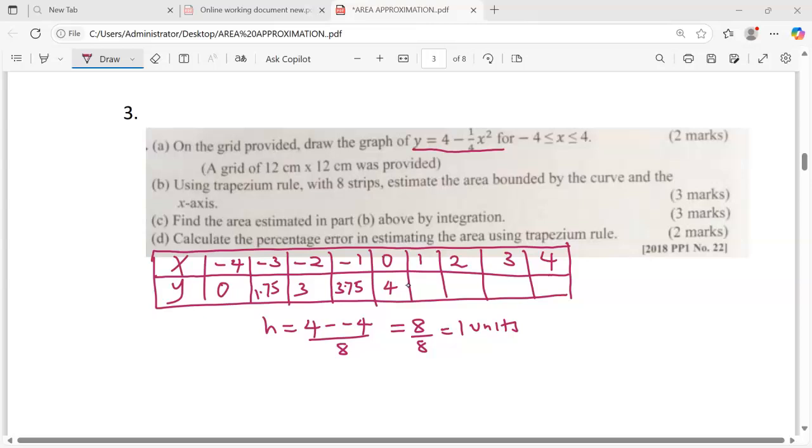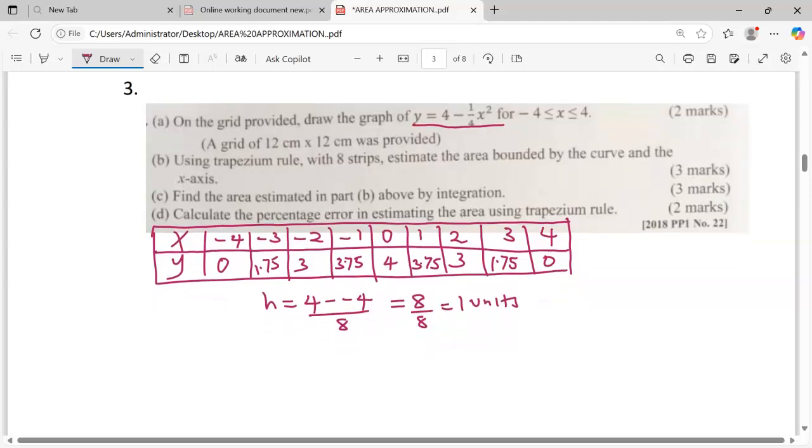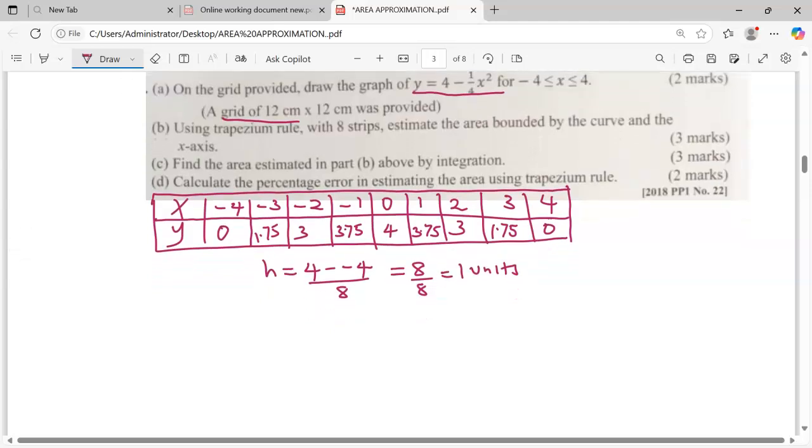And when x is +1, the value of y is going to be 3.75. When it is +2, you'll get the value of y to be 3. And when x is 3, you'll get y to be 1.75. And when it is 4, you get 0. Once we have these values, we are going to use the grid provided to draw our graph.